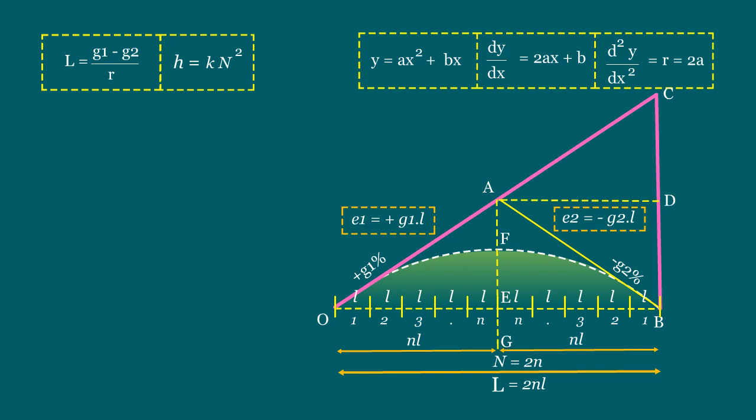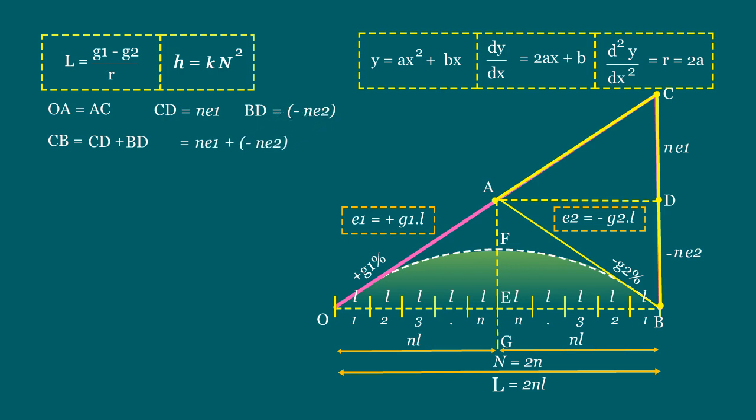Now, let us do some algebraic calculation. That is, OA equals AC, and CD equals n into E1, that is nE1. And BD equals minus n into E2, that is minus nE2. Now, CB equals CD plus DB, that is nE1 plus minus nE2, that is n into E1 minus E2. Here, at the end of the curve, CB equals H.